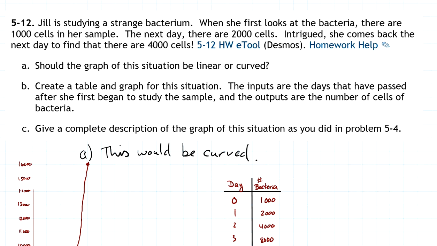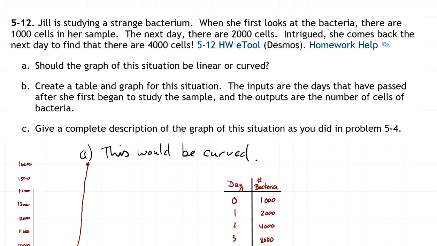Jill is studying a strange bacteria, and when she first looked at the bacteria, there are 1,000 cells in the sample. The next day, the cells had roughly doubled to 2,000 cells. Intrigued, she came back the next day to find 4,000 cells. Should the graph of this situation be linear or curved? That's A. And then finally, create a table and graph the situation.